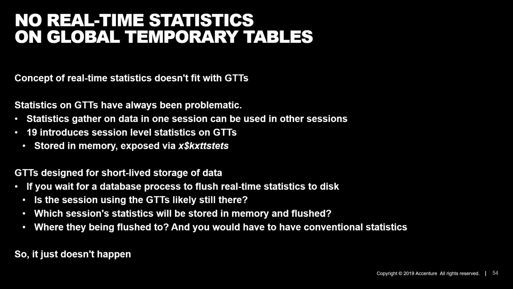When you collect statistics on a global temp table, the problem is you may collect it in one session, but they may get picked up and used in another session, and those two sessions may have totally different data in the table. So Oracle introduced the concept of session private statistics on global temp tables. They're stored in memory and exposed via an $X table. But global temp tables are designed for short-lived temporary working storage of data.